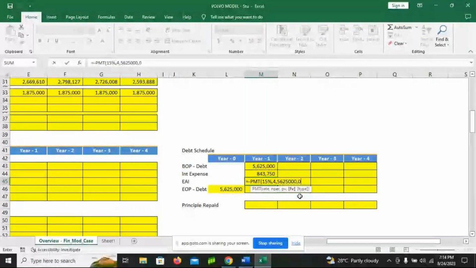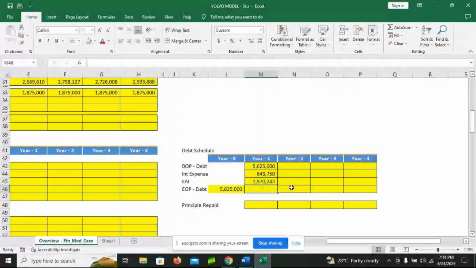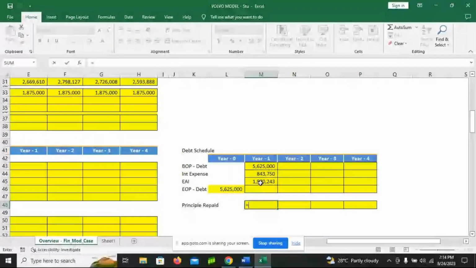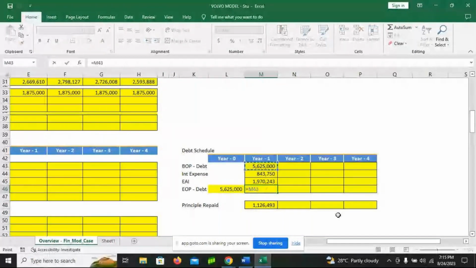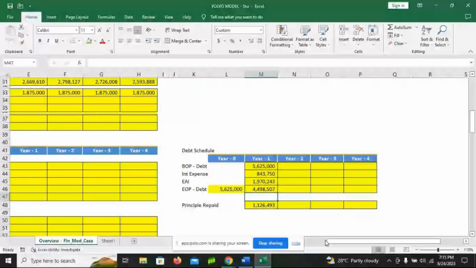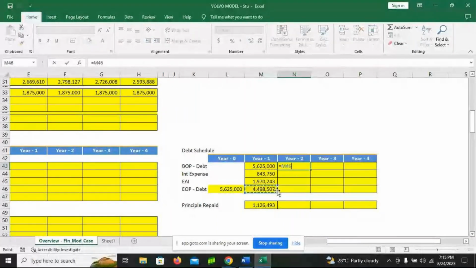So type is 0. Now before I do this, I'll calculate M45 minus M44. So this is the principal repaid. Now to calculate this, it is equal to M43 minus M48. So now here equals end of the period. I'll come here and drag it.